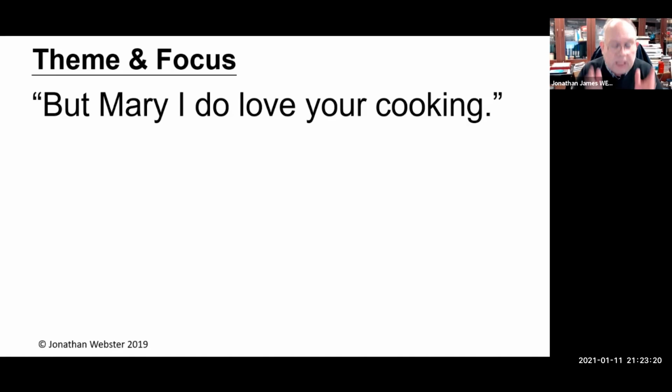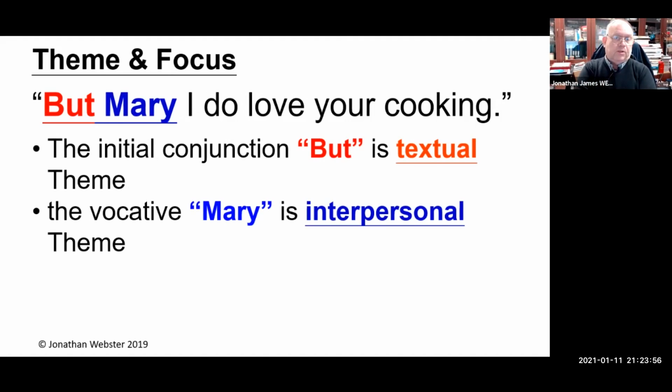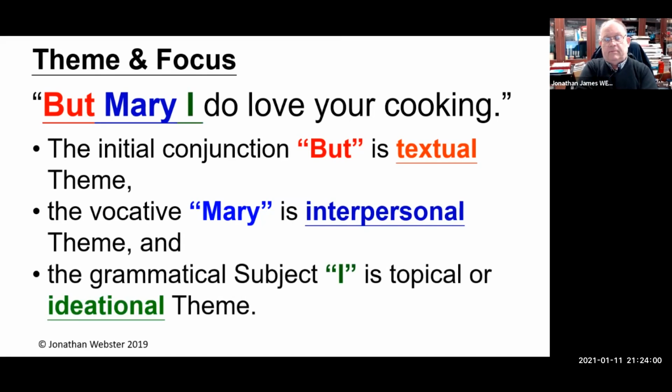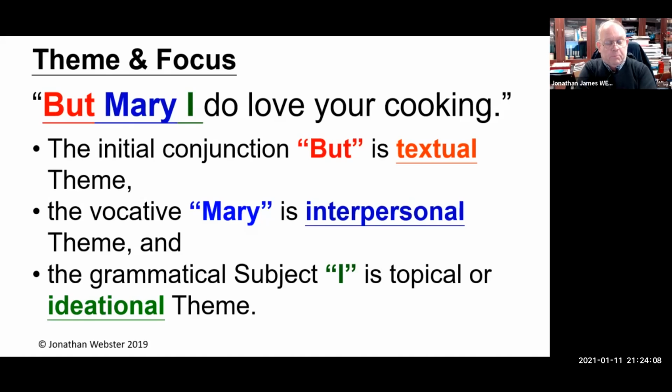Mary. I'm not talking about Mary. I'm talking to Mary. I'm addressing Mary. That's interpersonal. The first experiential element is I. And so what appears here is really, you see the three metafunctions? The textual, but, Mary, interpersonal, I, experiential. But, textual theme, Mary, interpersonal theme, I, ideational theme. Interesting. At the beginning of that sentence, I'm packaging all three metafunctions. I'm relating to what was said, I'm relating to who I'm talking to, and then I say what I want to say.